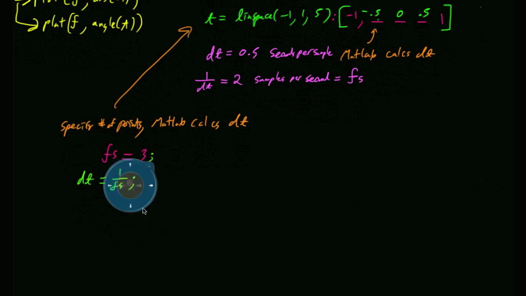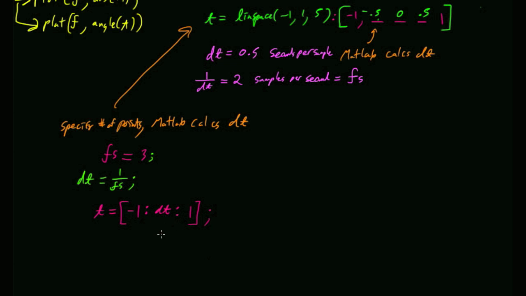You come along and you say t equals, I want a vector that starts at -1, colon, increment by dt, whatever that is, and I want to stop when I get to 1. So this says start at -1, end at 1, space according to dt. Beautiful.